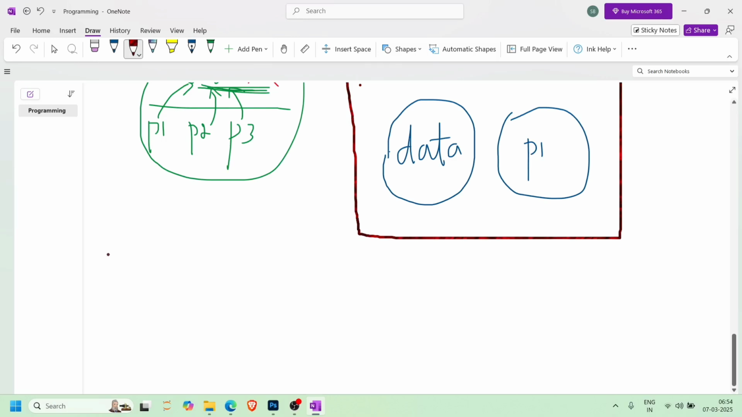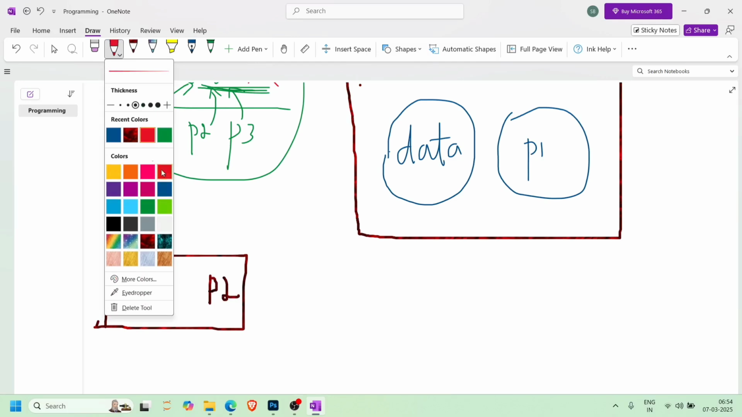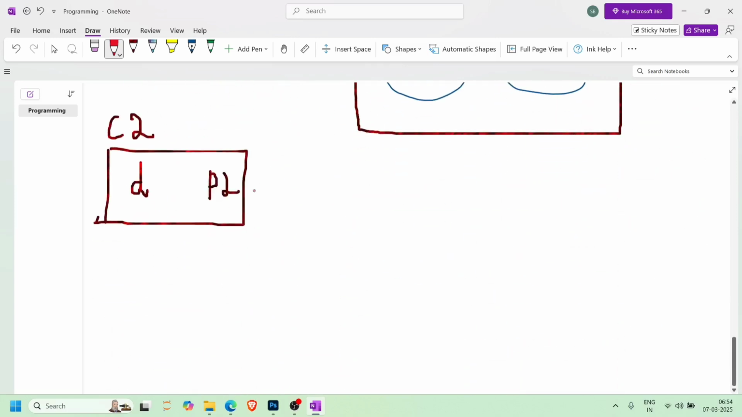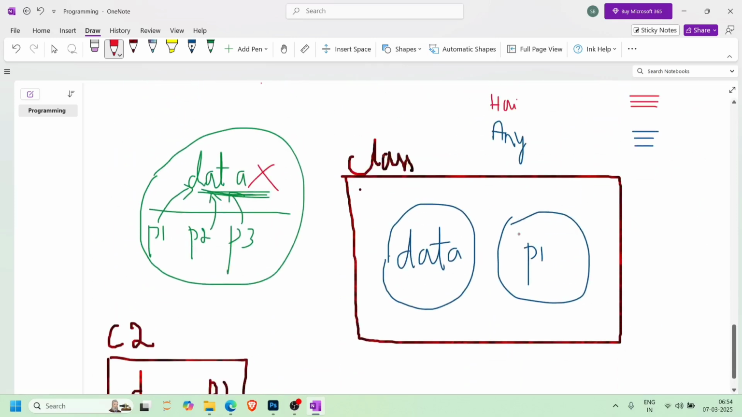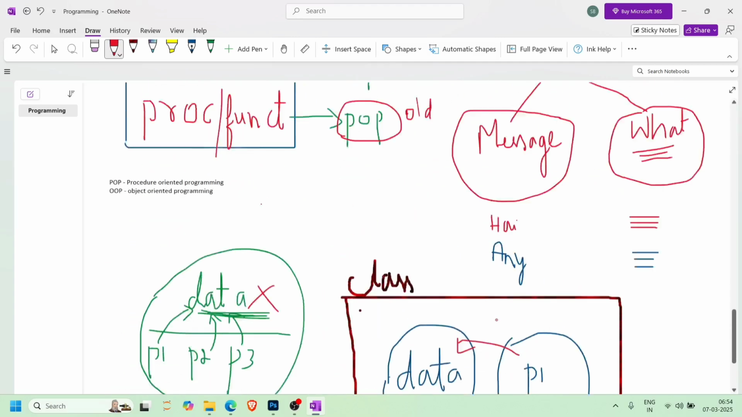Let us say we have one class and a second class. In the second class also we have data and our procedure. As I have already told, in object oriented programming the main concentration is on data. The procedures related to the data can easily access it, but other procedures cannot access this data, so that the security for data is enhanced.